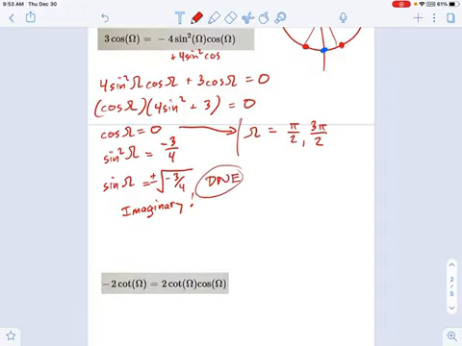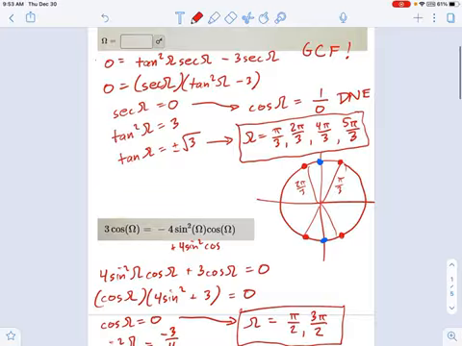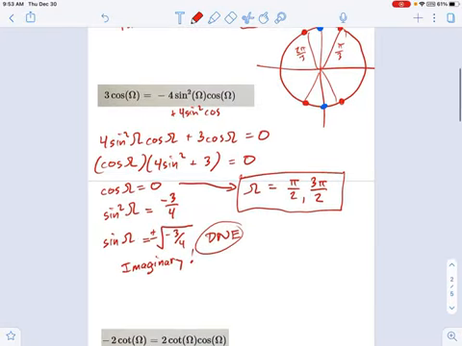Okay, so here's your full solution. Pi over 2 and 3 pi over 2. Now, both of these extraneous examples came about because we had something that we weren't allowed to do, either 1 divided by 0 or square root of a negative. Those are one type of extraneous solutions that you'll run into.